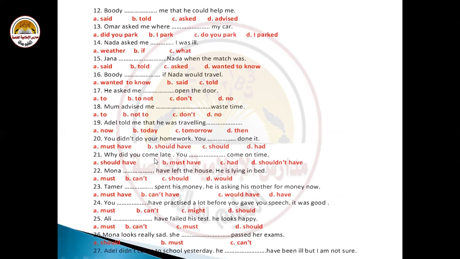21. Why did you come late? You come on time. You should have, you must have, you had, shouldn't have, you should have come on time. Mona have left the house. She's lying in bed. So Mona can't have left the house as she is lying in bed.